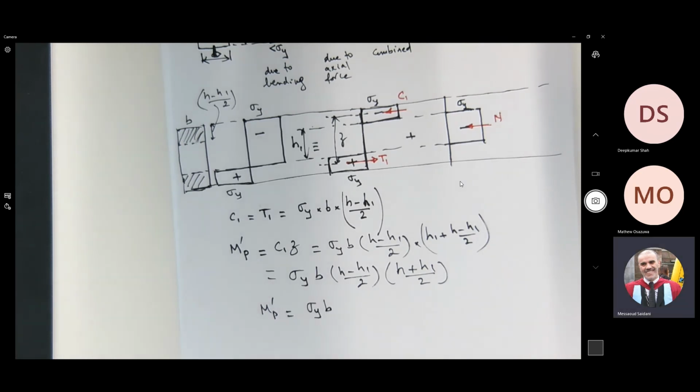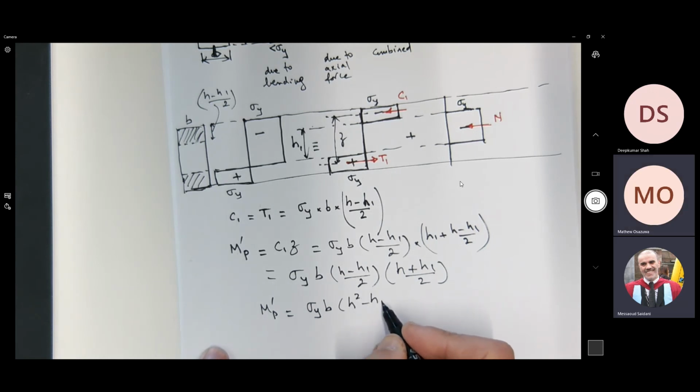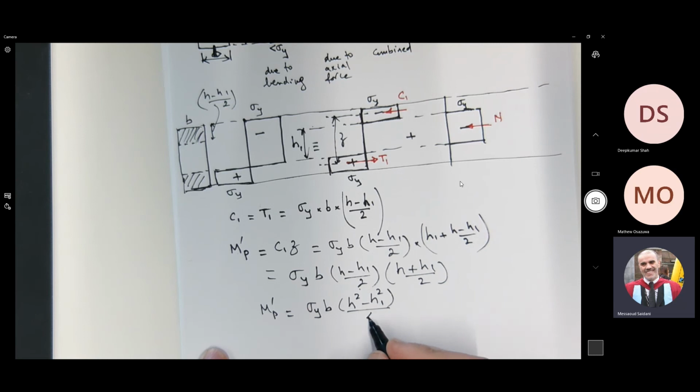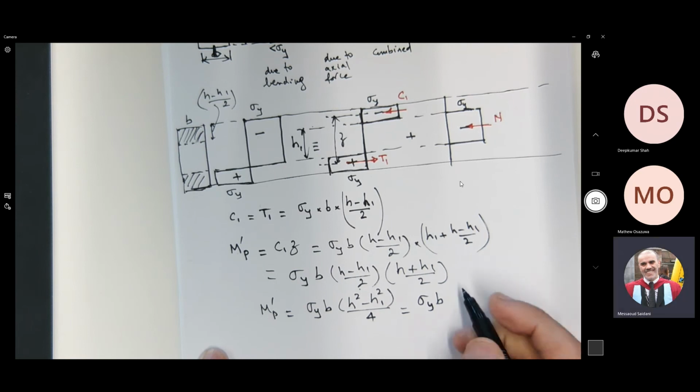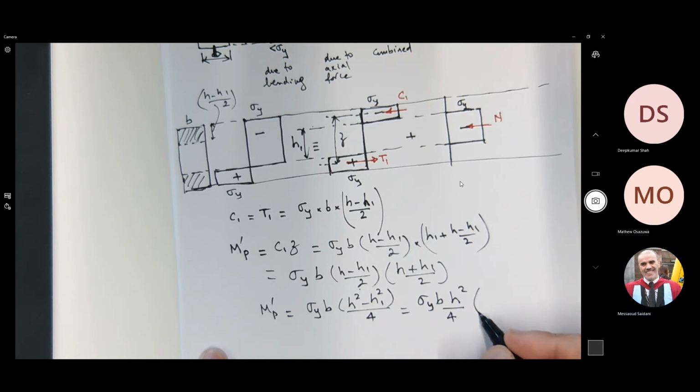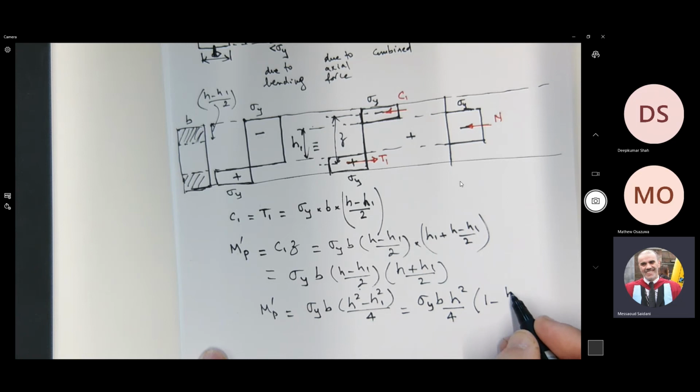Let's test your maths. What is (H minus H1) times (H plus H1)? Over 2 by 2, 4. So it's sigma y B. I'm going to take H squared outside. That will give me 1 minus (H1 over H) squared. Do you agree?